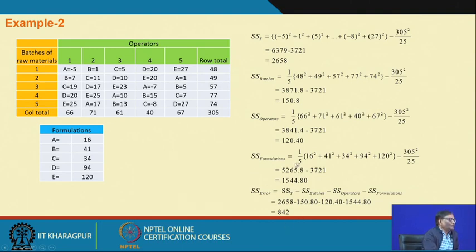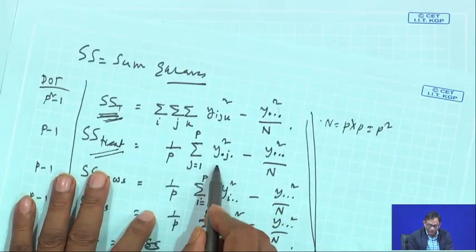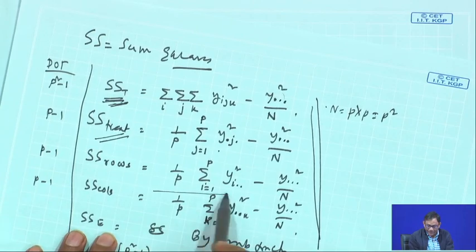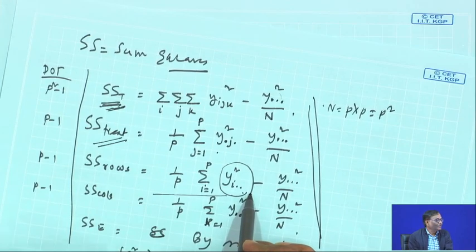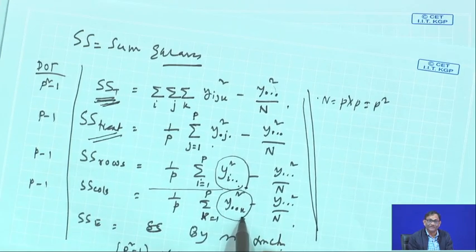When you go for the computation of SS batches, that is what I wanted to tell in the first example also, but here let me tell you clearly. When you are talking about SS batches, what formula are you using? SS batches means SS rows, that is the sum of y i double dot square, so that means row total square. When you go for operators, that is the column blocking variable, you use the column total square here.